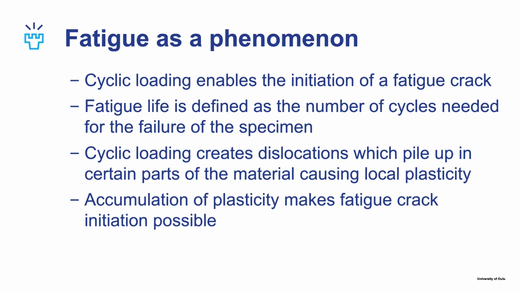Cyclic loading causes dislocations to form in the material, and these dislocations then pile up in certain parts of the material, which causes local plasticity. Usual regions for this plasticity to accumulate are around defects like inclusions and areas with favorably oriented grains and such. This accumulation of plasticity is then what makes fatigue crack initiation possible.